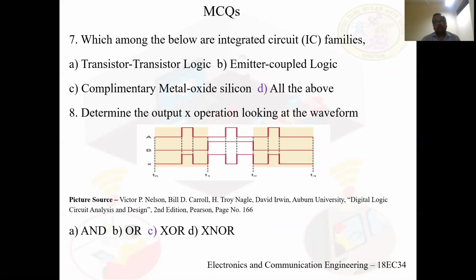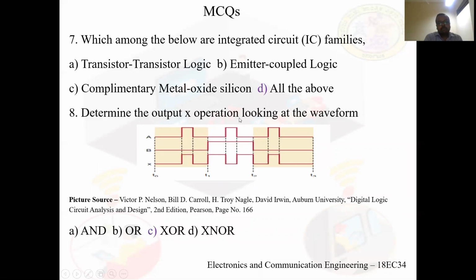Next, which among the below are integrated circuit families? As we discussed in today's session, which are the IC families? Transistor-transistor logic, emitter coupled logic, complementary metal oxide semiconductor, and the fourth one says all of the above. Yes, all of them are the IC logic families.